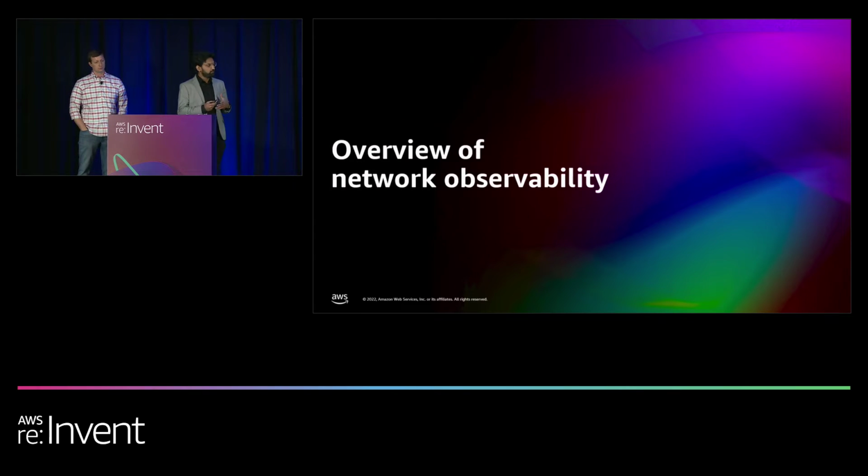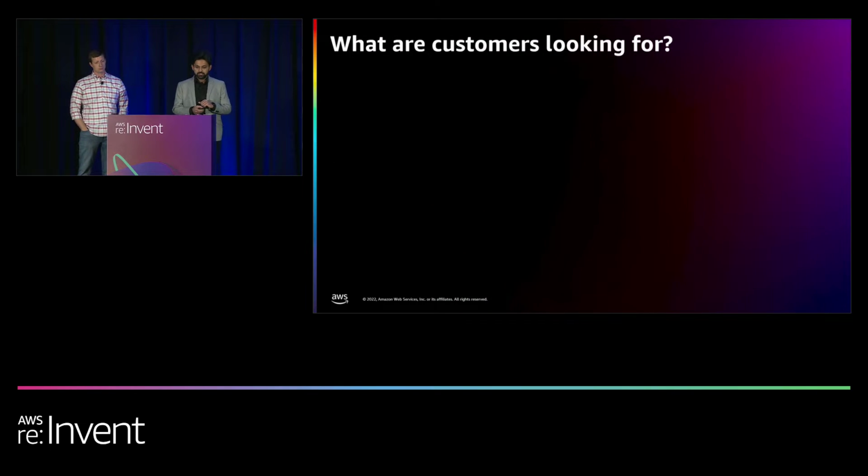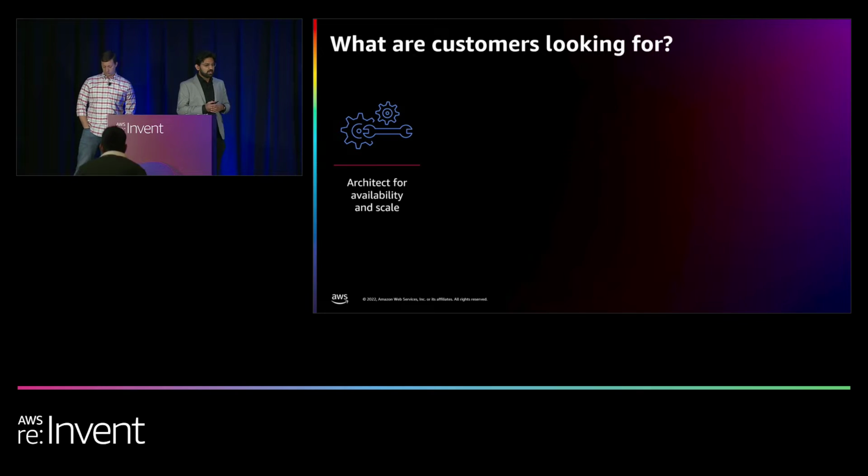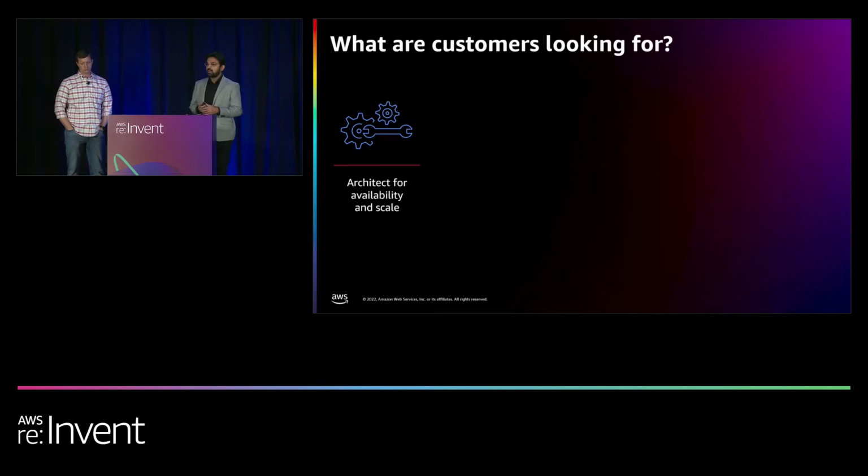So with that being said, I'll first dive deep into the overview of network observability. But before I get there, let's go through what our customers are looking for, what we are hearing from some of you. So we know that a lot of you are designing highly available and scalable networks across multiple accounts, multiple regions, multiple VPCs. They become complex over time, and so does your network observability and troubleshooting. So customers want to simplify that.